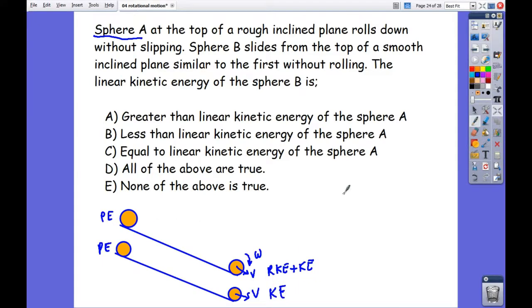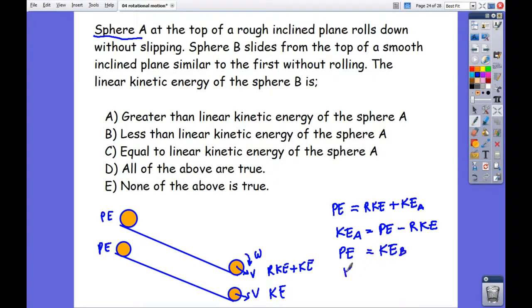In the first condition, potential energy is transformed into rotational kinetic energy plus kinetic energy of A. So we know the kinetic energy of A is potential energy minus rotational kinetic energy. While in the second case, potential energy is directly converted into kinetic energy. So the kinetic energy of object B will be greater than that of object A.